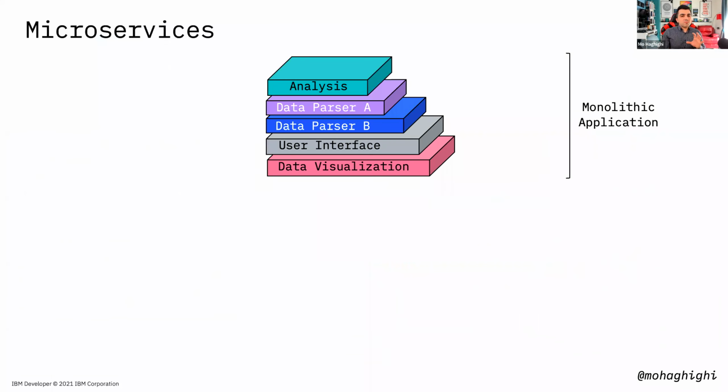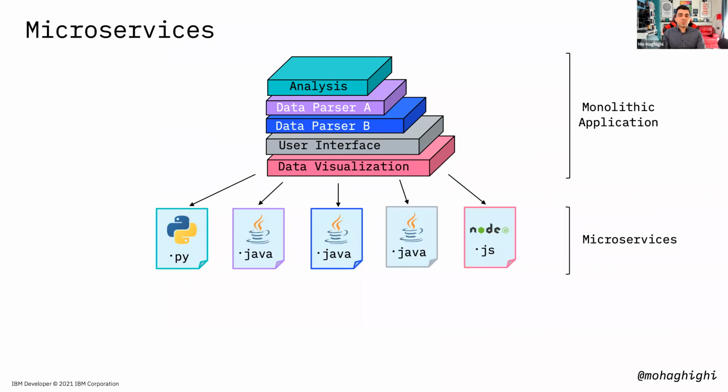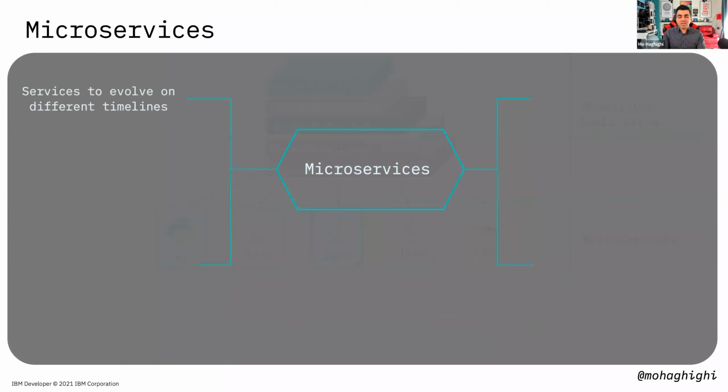So if I want to show you one quick example, in this monolithic application, you've got analysis, data parsers, user interface, and data visualizations all bundled up as one monolithic application. If one of them goes down, they're all going to go down. But we can easily turn them into microservices by cloud native development. So you've got different services in different programming languages or technologies or platforms, all working together without causing any interruption. And that gives you a number of advantages, as I've been telling you over the past couple of slides.